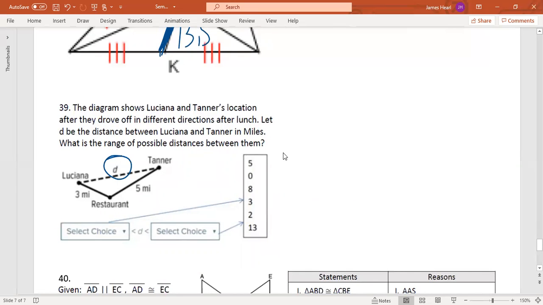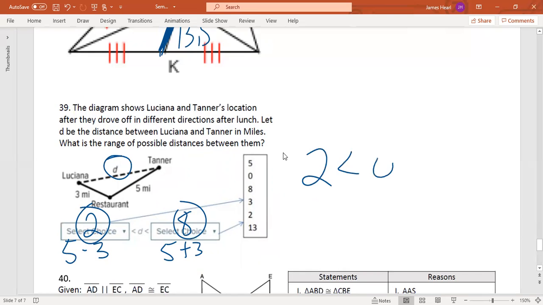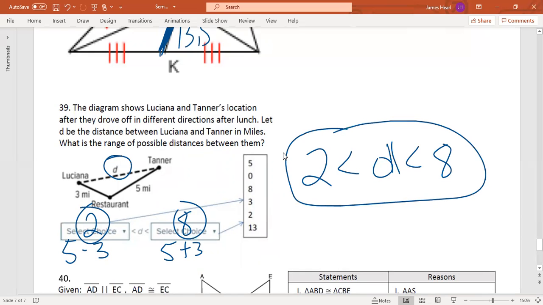Well, in case you don't remember it from back in the triangle inequality, the minimum is the difference. So we'll take 5 minus 3. At the absolute smallest, they could be 2 miles apart. And then the maximum is their sum, so we'll take 5 plus 3. You must have that these two people are somewhere between 2 and 8 miles apart from each other. Triangle inequality problems are nice and quick.